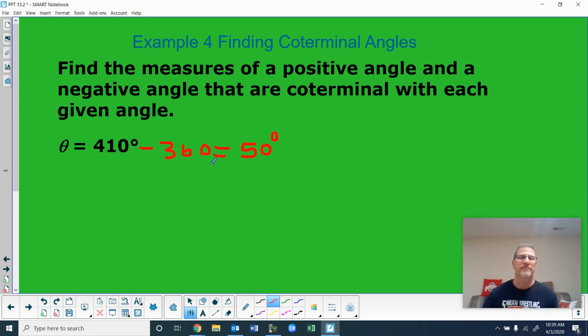So there's my positive, and then I'll just take that 50 and subtract 360 again. Or you could subtract 410 minus 720. That's the same thing. So 50 minus 360 should be negative 310. So there's a positive and a negative angle coterminal with 410 degrees.